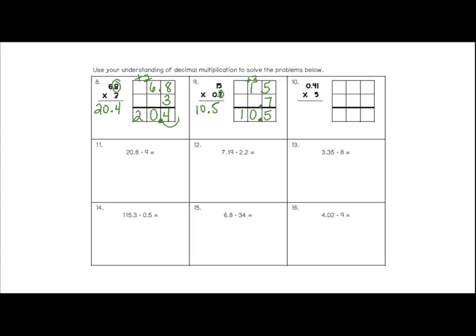Now I have this 0 I'm going to leave off. I have 0.41 times 5. 5 times 1 is 5. 5 times 4 is 20. I have 2 digits behind the decimal point, so I'm going to put 2 digits behind the decimal point in my answer, 2.05. I want you to pause here, give all of these other problems a try, and then when you come back, I'm going to reveal the answers.